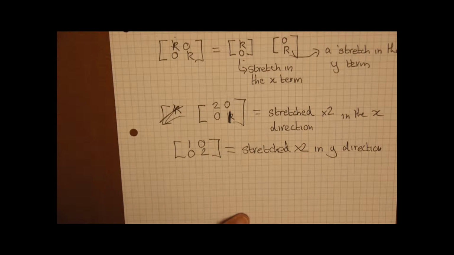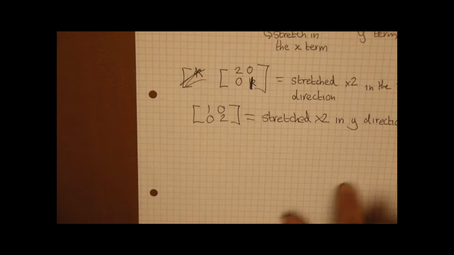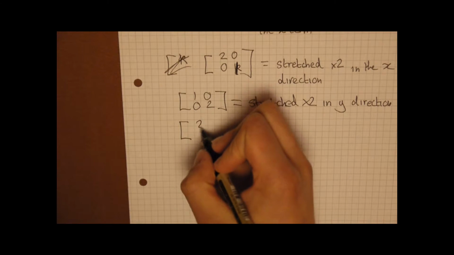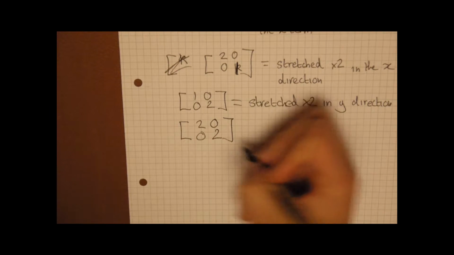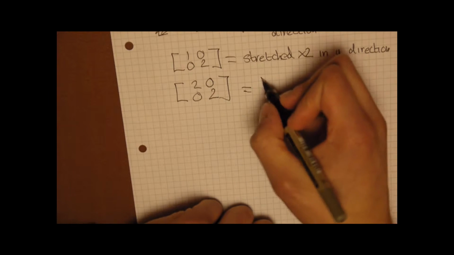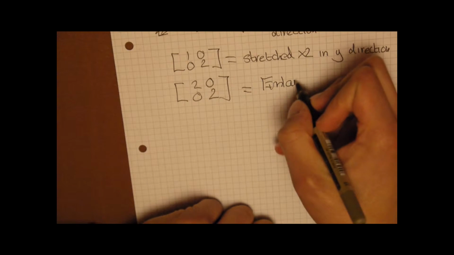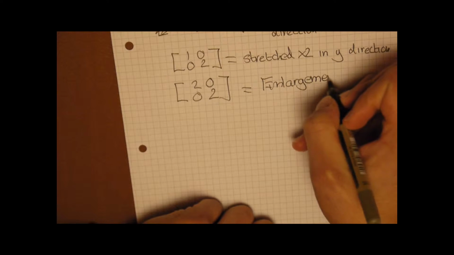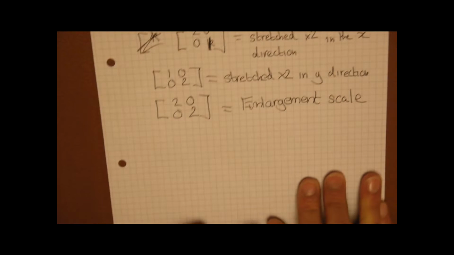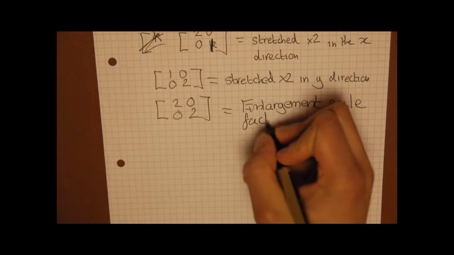So you're probably thinking, well, how is this actually useful in matrices? There's one other thing I'm going to go through very quickly which should help, and that is if it's 2, 0, 0, 2. I'm going to give you a couple of seconds to try and work it out yourself, or you can pause the video. Okay, you've had your time. This would be an enlargement scale factor 2.